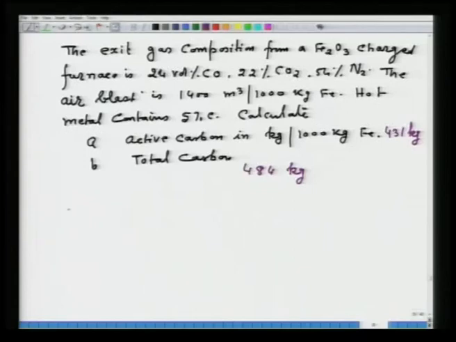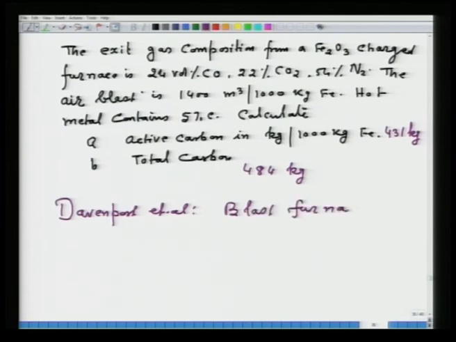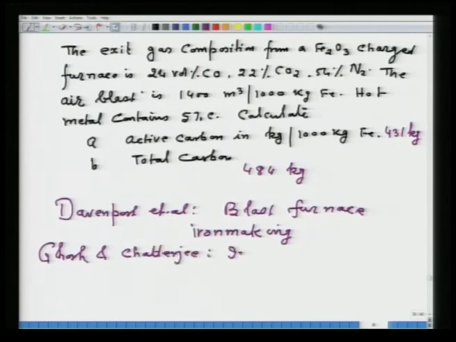I have given sufficient information on blast furnace iron making and its representation on the diagram. For more detail, you can consult the book of Davenport et al. on blast furnace iron making. You can also consult the book by Ghosh and Chatterjee, Iron Making and Steel Making.